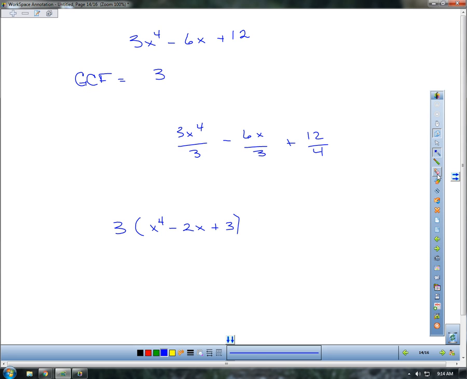Whoa, what did I do that for? Hang on. Sorry. Math mind went a little nuts. Okay, so we should have been dividing by 3. And that was equal to 4. Okay? So this would be your answer if I told you to factor out the GCF.